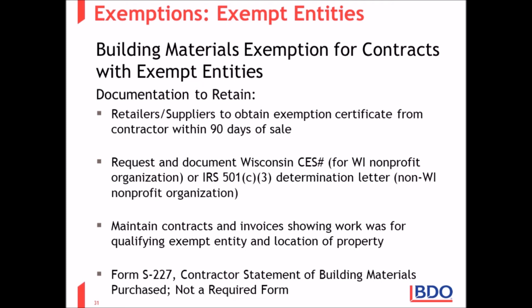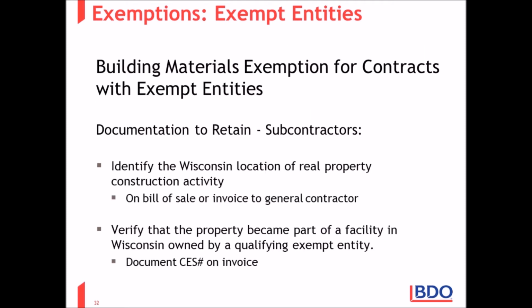There is a form that the state has created relating to this exemption. It's Form S-227, called Contractor Statement of Building Materials Purchased. And it can be found on the Department of Revenue website. It's not a required form. It's not a form you turn into the department. It's a form you can use to keep track of some of the key things that you're going to want to have a record of, like the organization's CES number. It's not a detailed form. It's not something where you list every purchase. So it's not the greatest thing, but you might find it useful. Maybe use it kind of as a cover form for your file for the project. And again, you can find that on the website.